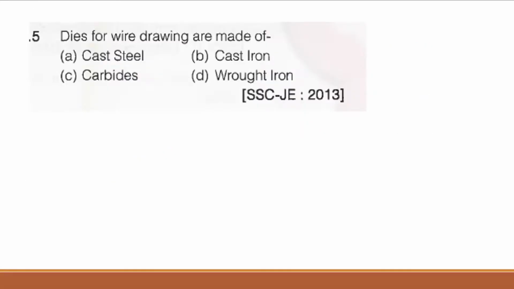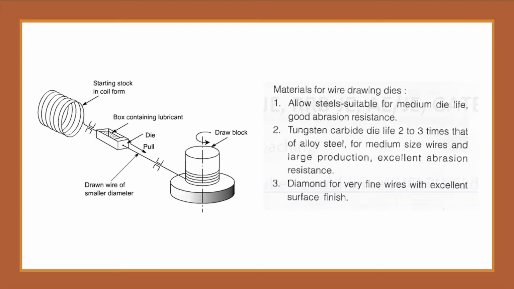Now the next question, dies for wire drawing are made up of. The correct answer here is carbide. Now as you can see here, why not wrought iron, why not cast iron, why not cast steel, right? So the correct answer is carbides. Dies for wire drawing are made up of carbides. Now you can see, this is the die which is used, and by this die we can see here we have obtained a wire which is drawn.